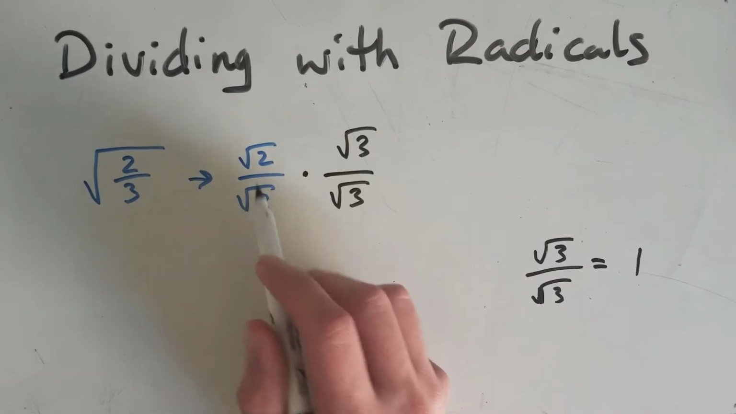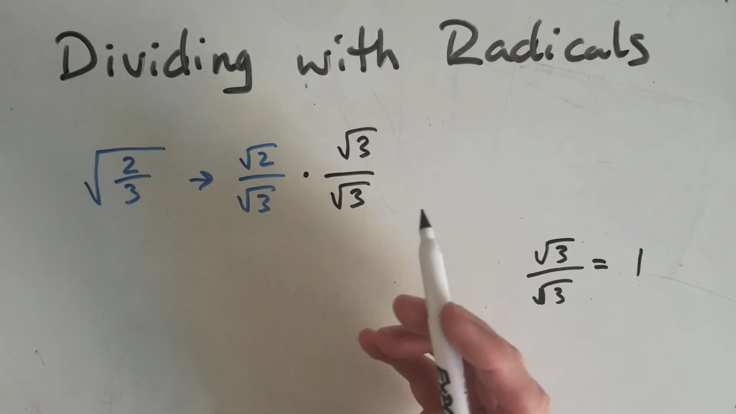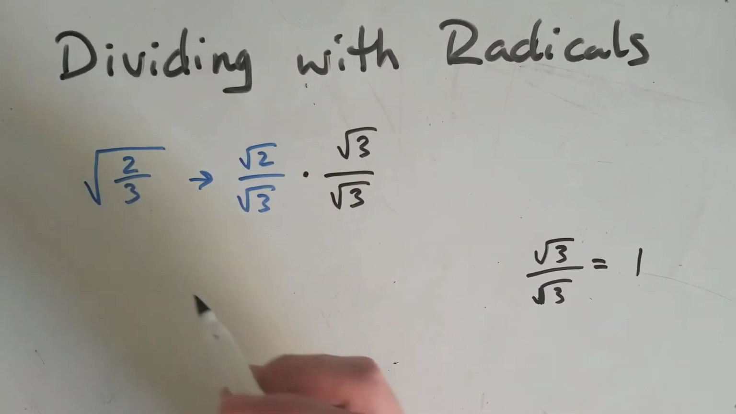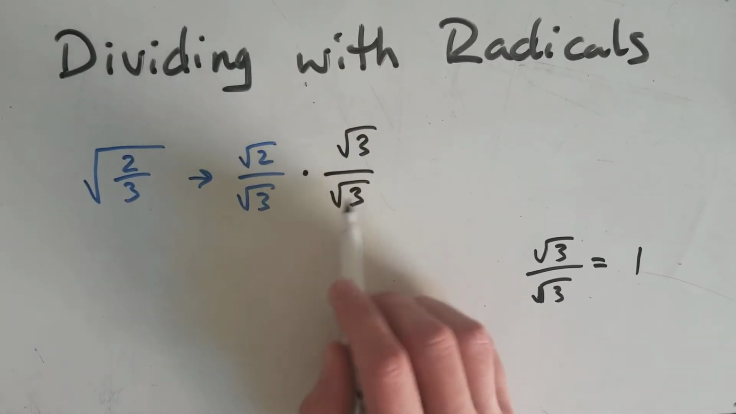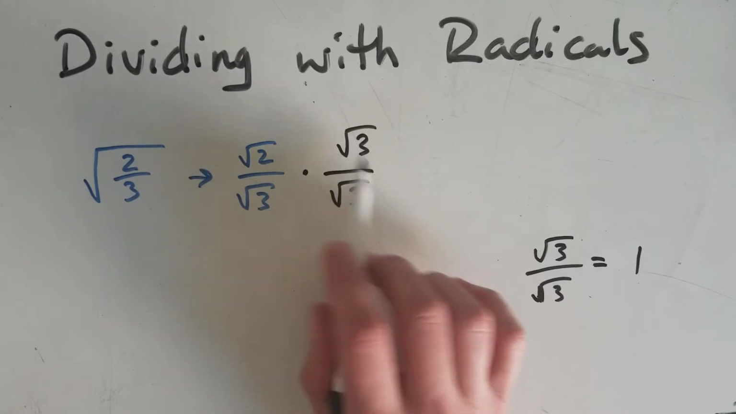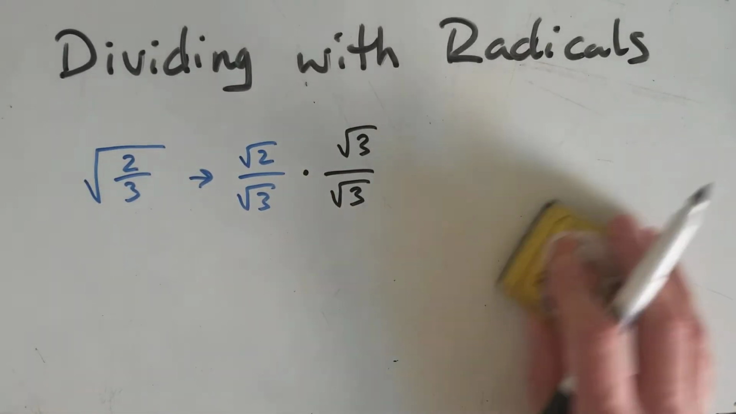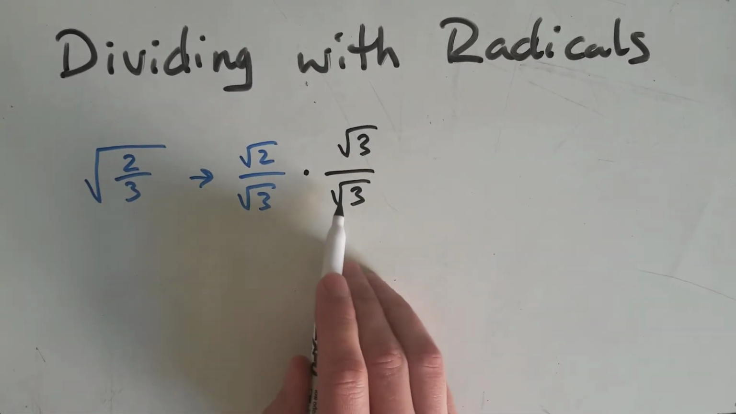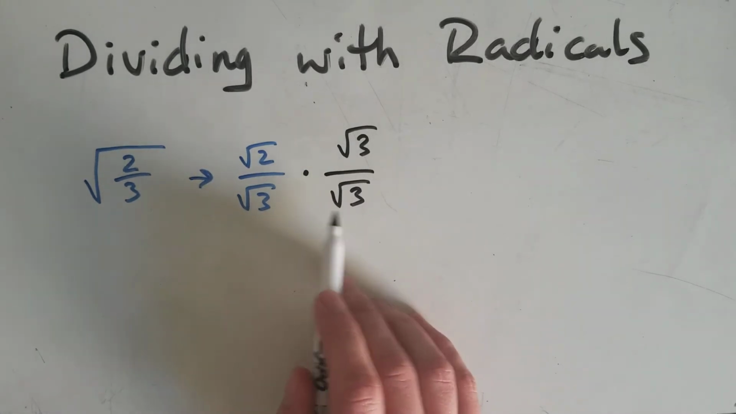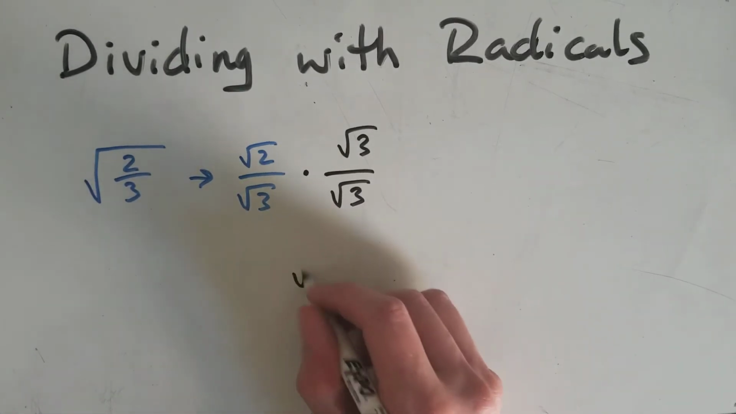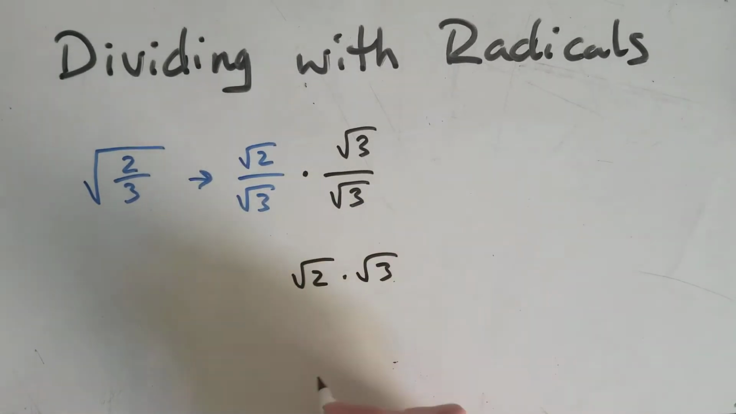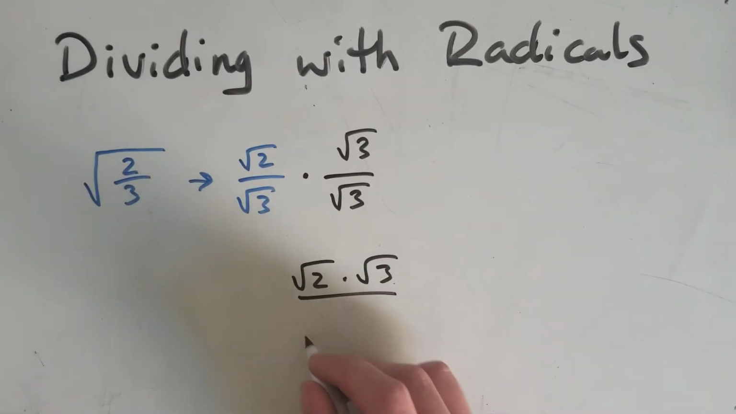And if you multiply any number by 1, you're not changing its value. That's the multiplicative identity. You're still equal to yourself. So we're multiplying by 1, but it just looks a lot different. It doesn't look like 1, but it has the value of 1. And just like you would multiply fractions in the past, you multiply the numerators. So you would have square root of 2 times the square root of 3. You multiply your denominators.